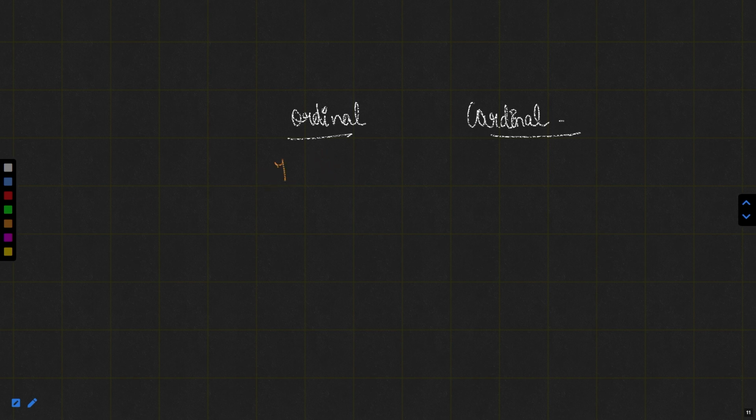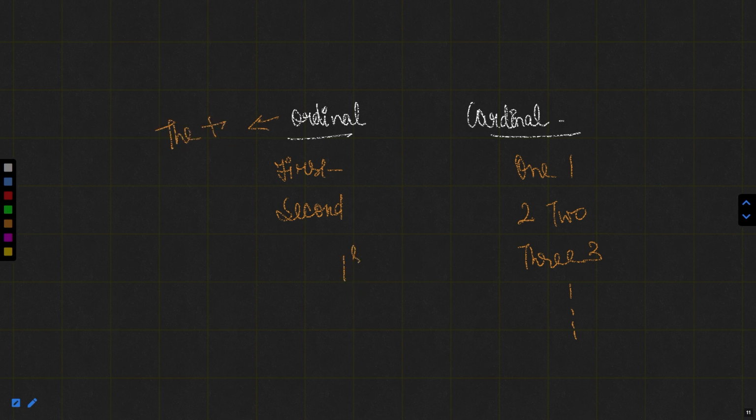Ordinals are first, second, third and so on, whereas cardinals are 1 or 2 or 3, 4, 5, 6, 7, 8 and so on. So these are cardinal numbers. Now whenever we write any ordinal number, we need to write "the" before it. We can also use this ordinal as 1st, 2nd, 3rd. Now if you write it with Roman numbers like I-st, II-nd, this will be incorrect.